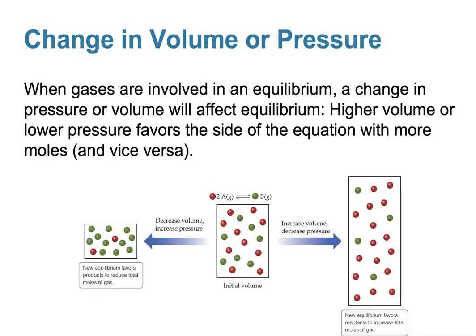So if I have low pressure, it means I have more volume. It's going to go to the side with more moles. If I have high pressure, lower volume, it's going to go to the side with less moles.